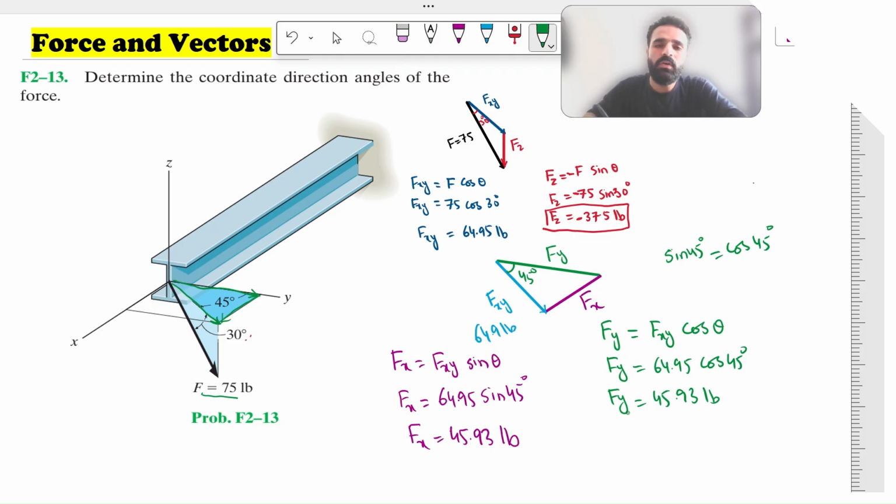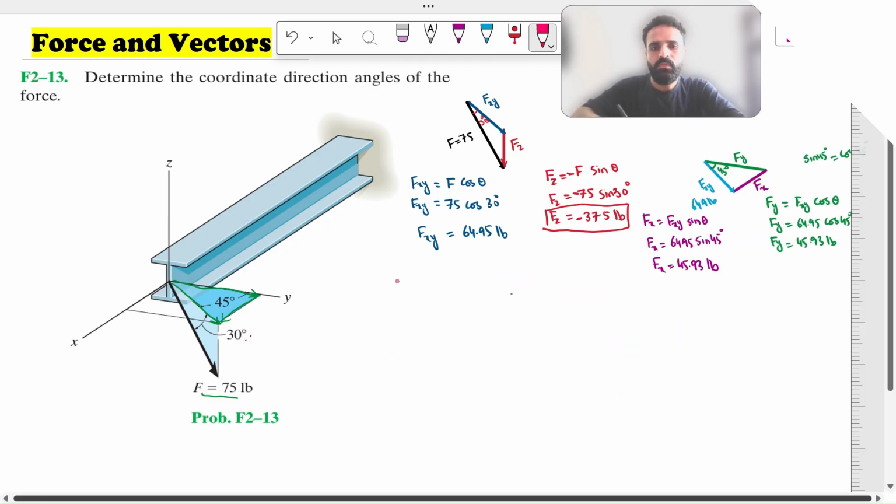So we already found the values of Fx, Fy, and Fz. Now we will apply the formulas for alpha, beta, and gamma. The formula for alpha is alpha equals cosine inverse of Fx divided by F. So alpha will be cosine inverse of 45.93 divided by F, which is 75, given in the question. So the alpha value will become equal to 52.24 degrees.